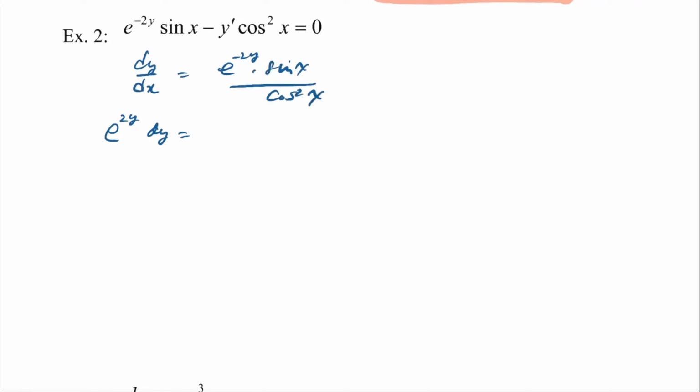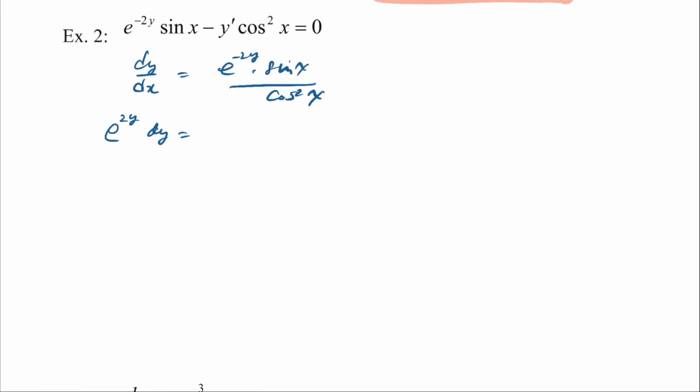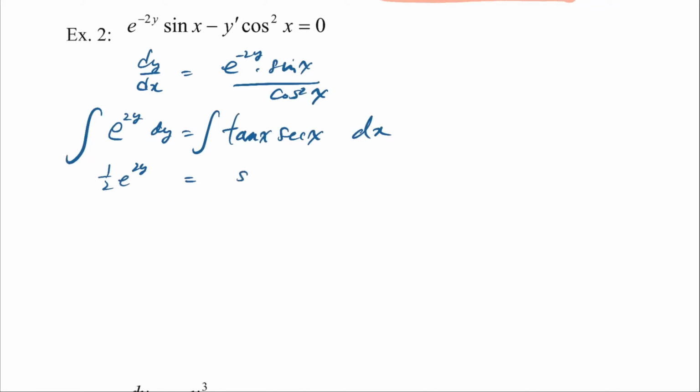So this right here is sine of x over cosine of x times 1 over cosine of x, right? So that's tangent and secant. So that will be tangent x secant x dx. We're going to integrate both sides. On the left hand side, it's going to be 1/2 e to the 2y, plus the antiderivative of that, which is secant x, plus big C.